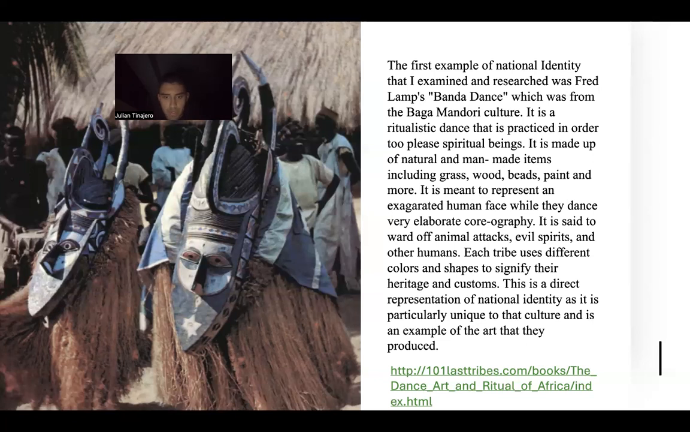Each tribe uses different colors, shapes, and sizes to signify their heritage and customs. For instance, in the Bagamandori culture, each tribe will have different sizes, different colors, and different schemes of the masks. This is a direct representation of national identity as it is particularly unique to this Bagamandori culture, and it is an example of the art that they produced.